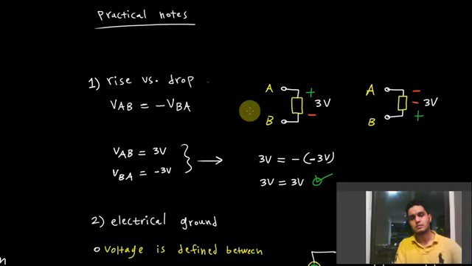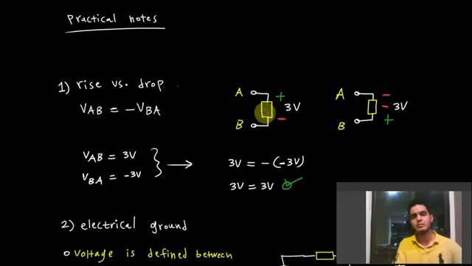If you see this two-terminal device here as terminals A and B, we can see that the polarity is defined as plus being here, minus being here, and that is 3 volts. What this is telling us is that as you go from A to B, you have a drop of 3 volts. You have a voltage drop across this element of 3 volts.